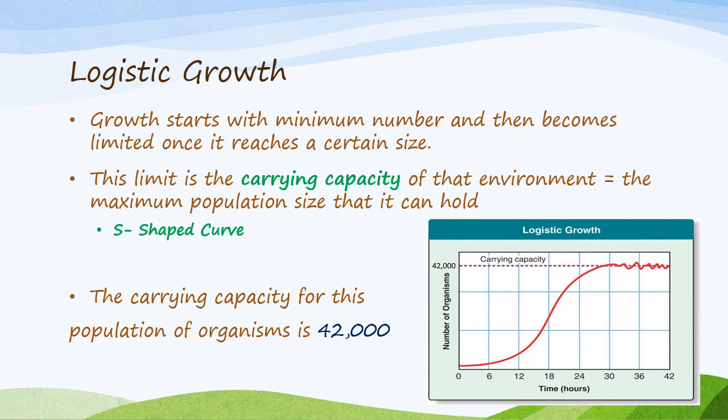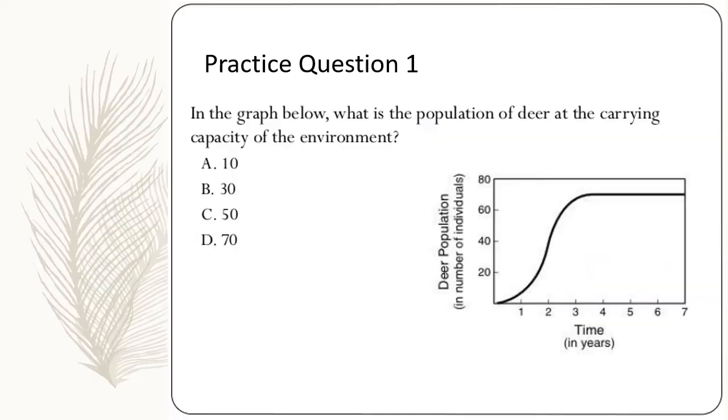So looking at these organisms, the carrying capacity is about where it levels out, because in reality, you always have a little more births, deaths, so it goes up and down like this. But the average of that is my carrying capacity. So for these guys, it's 42,000.